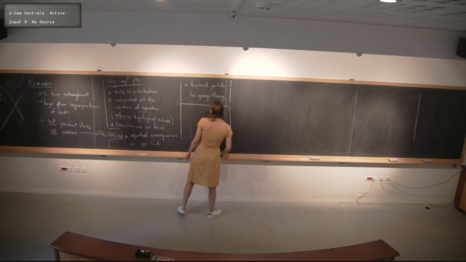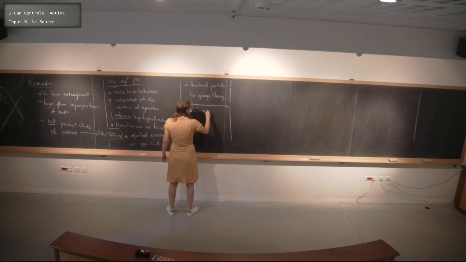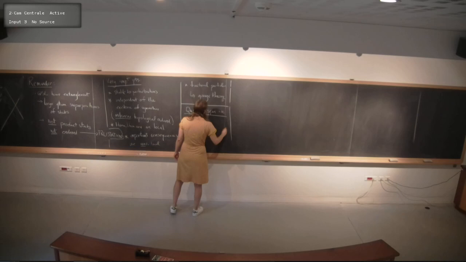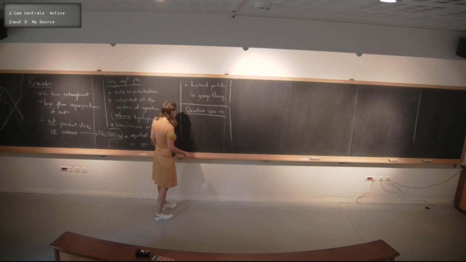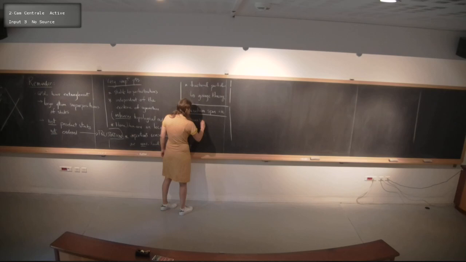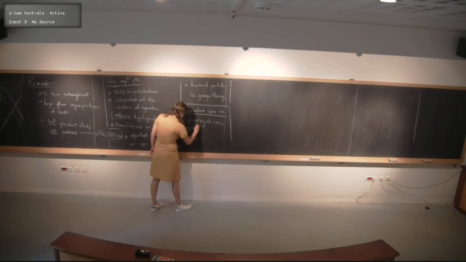This first example is going to be so-called quantum spin ice. For this model, like for many models, because we need frustration, the geometry is important. So the geometry of the lattice is important. And in this case, as I briefly mentioned yesterday, it's the pyrochlore lattice.